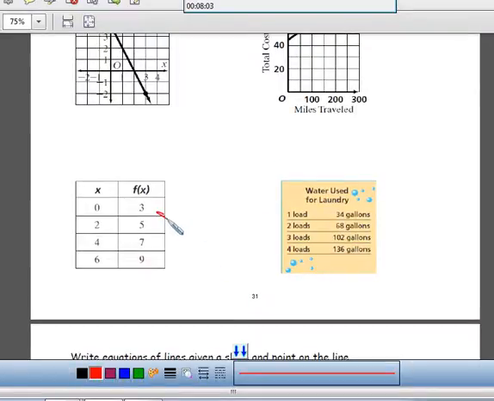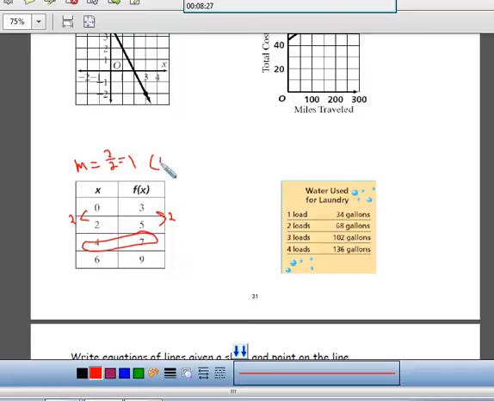Alright, so we've got two more. Finding the change in y over the change in x is pretty easy when you have a table. This is going up 2, this is going up 2. So my m is equal to 2 over 2, or 1. Now, I need a point. Any one of these points will do. You can use 0, 3. You can use 4, 7. Let's go ahead and use 4, 7.